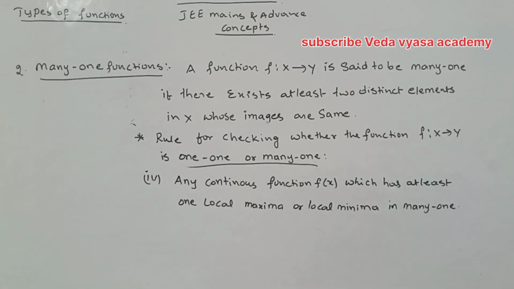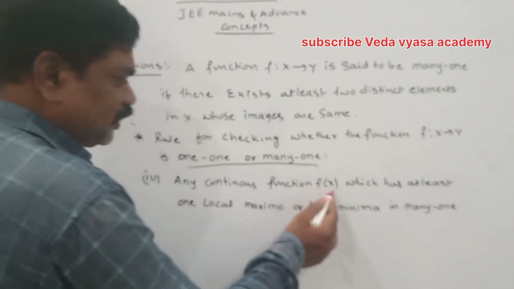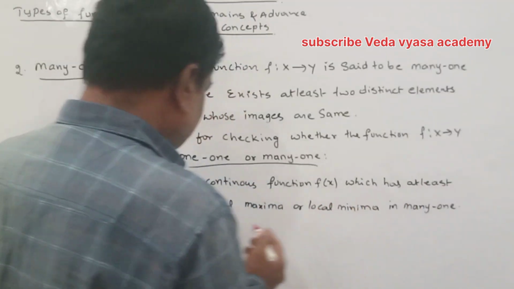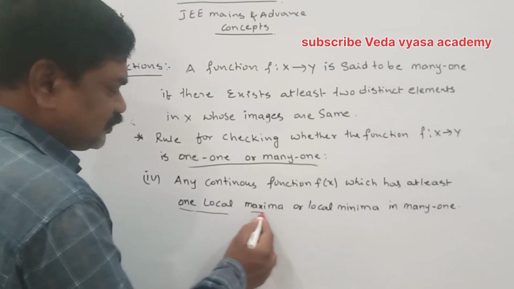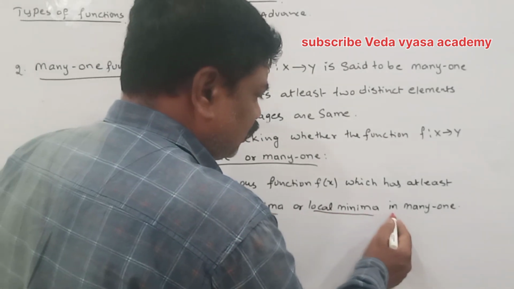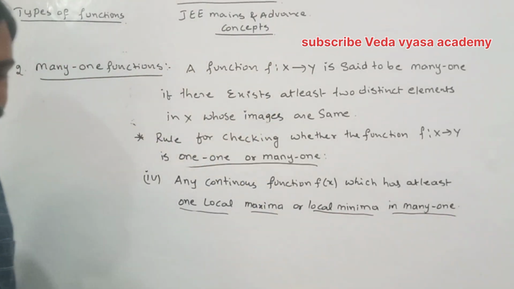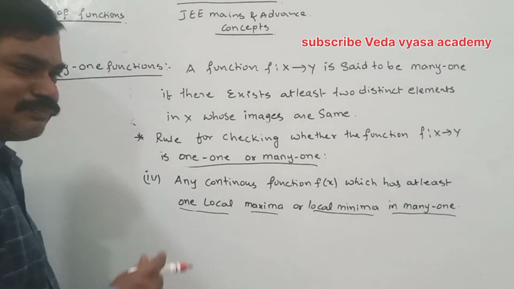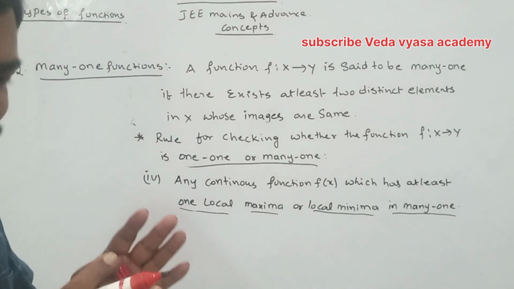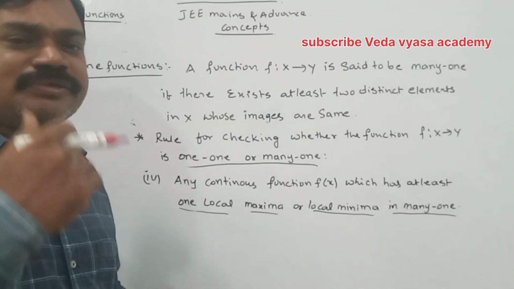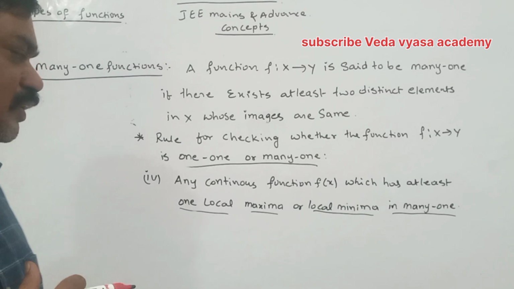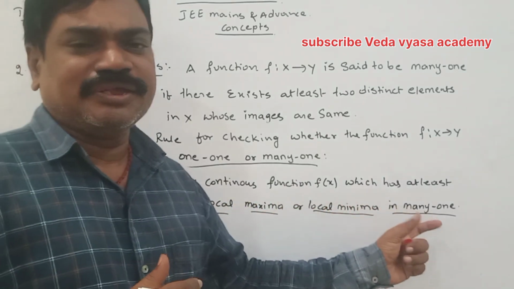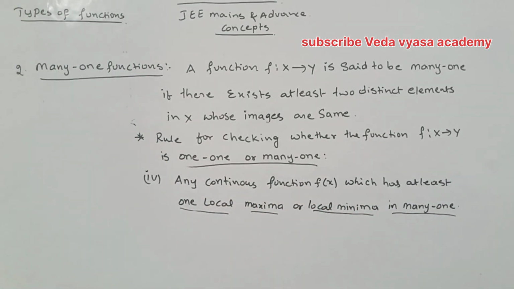Here one more important rule, fourth one. Any continuous function f of x which has at least one local maxima or local minima is many one function. Whereas for a continuous function having a maximum or minimum value, we say it is many one function. Okay, all of you. That's all.